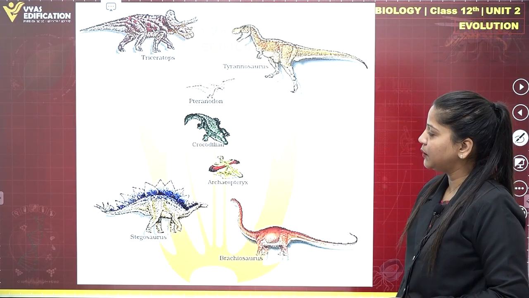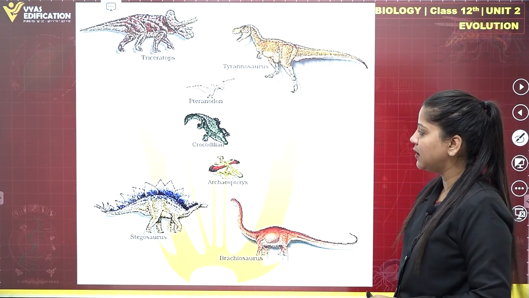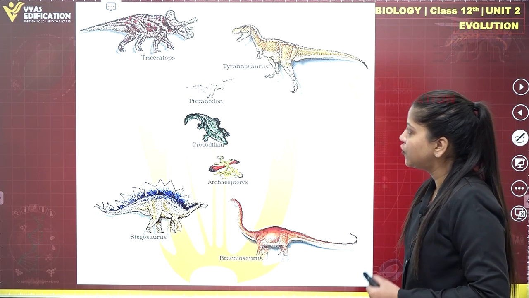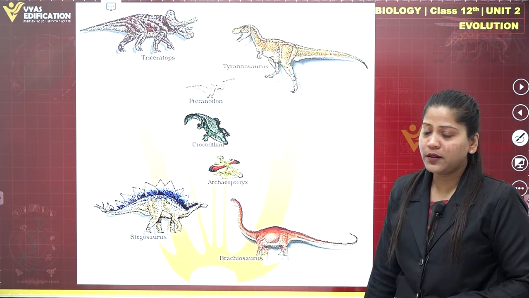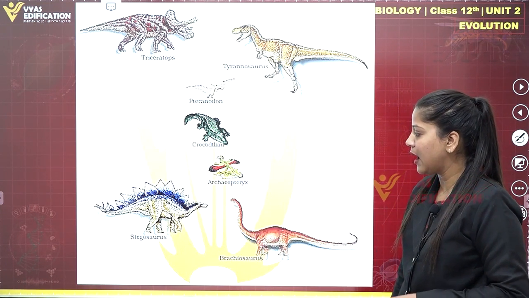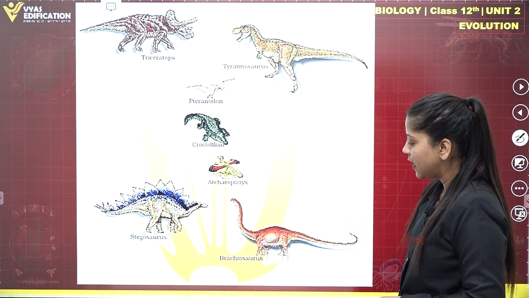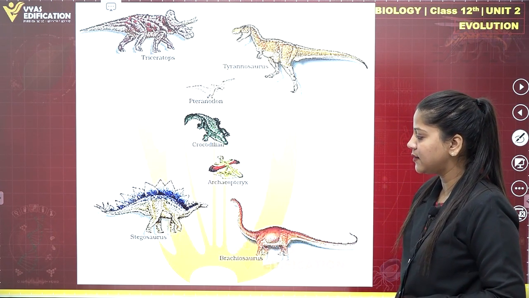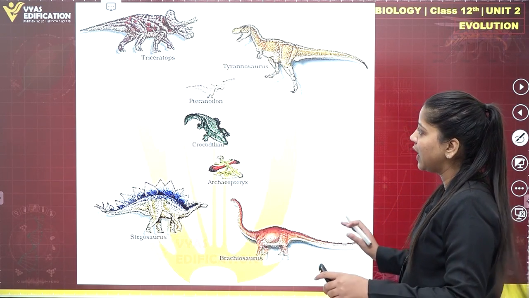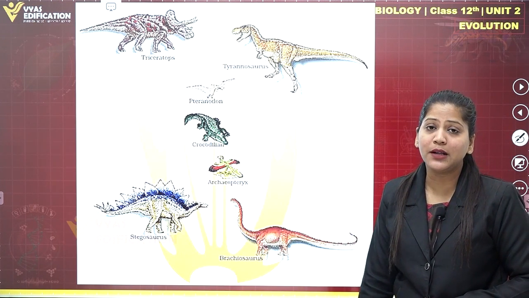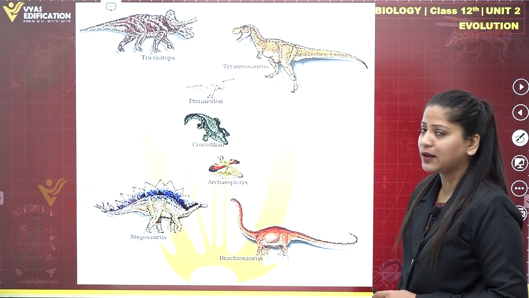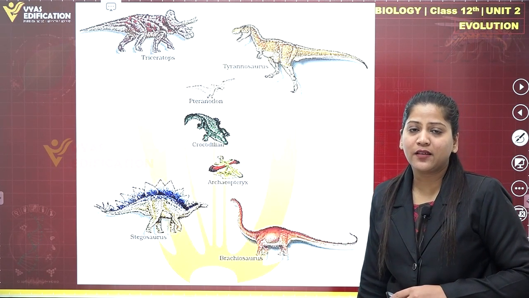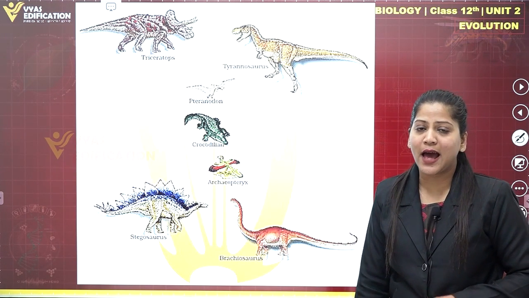And then we have a picture of animals, right? The animals picture shows Tyrannosaurus, Pterodon, then Crocodilian, Archaeopteryx, and then Brachiosaurus and Styracosaurus. Alright, so we have a picture showing different kinds of animals. And we are not actually making the diagrams of various kinds of plants and animals, right?